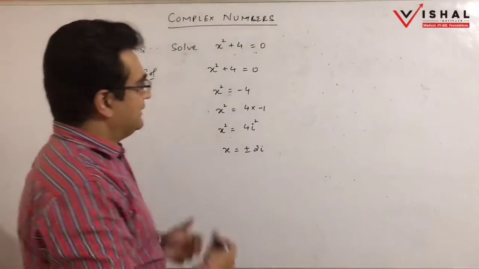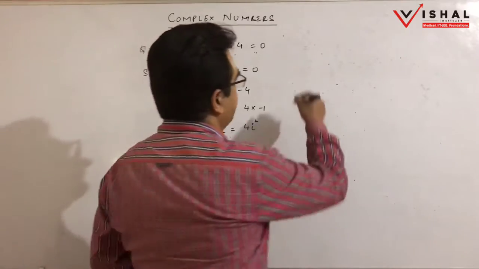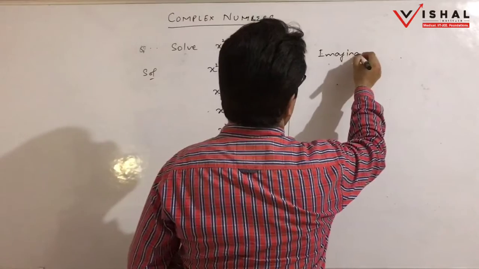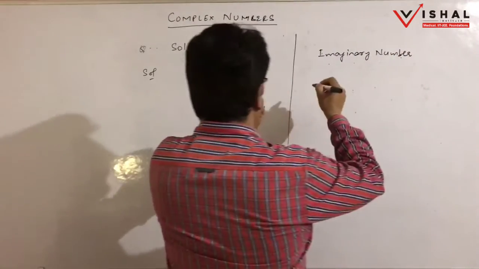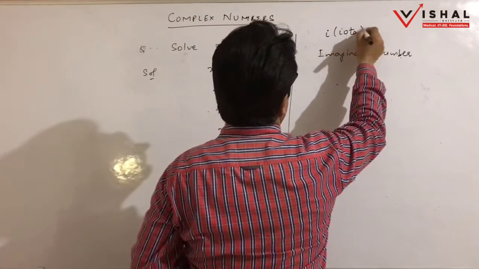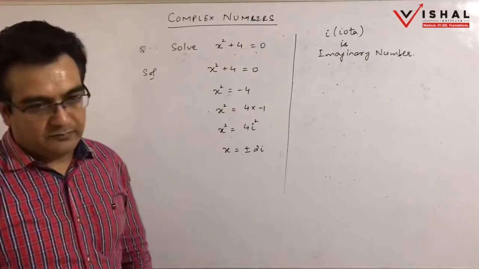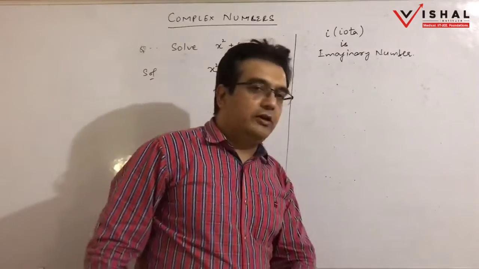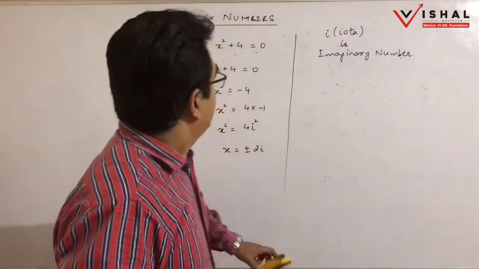Now you know the meaning of iota. Iota is an imaginary number. This is an imaginary number. Further, this cannot be plotted on a number line, and these are non-measurable numbers.